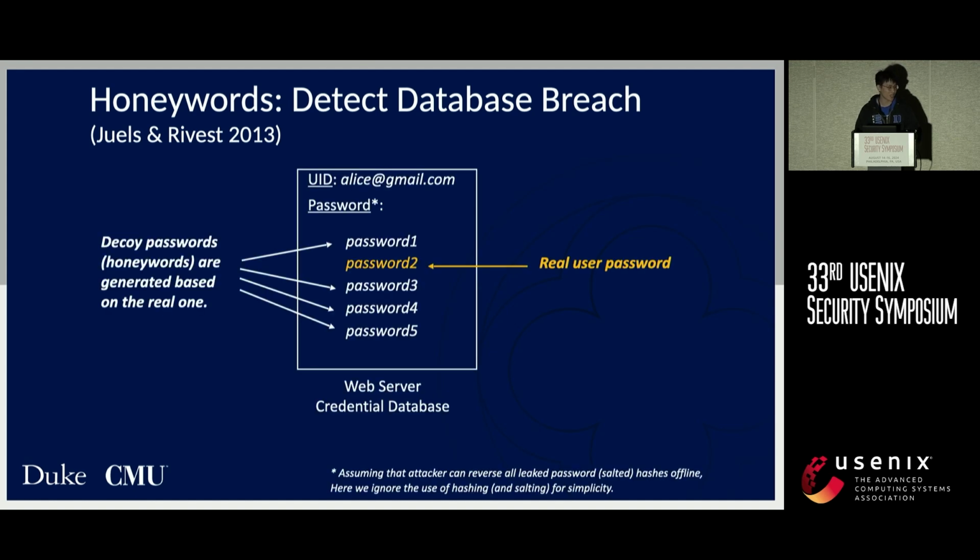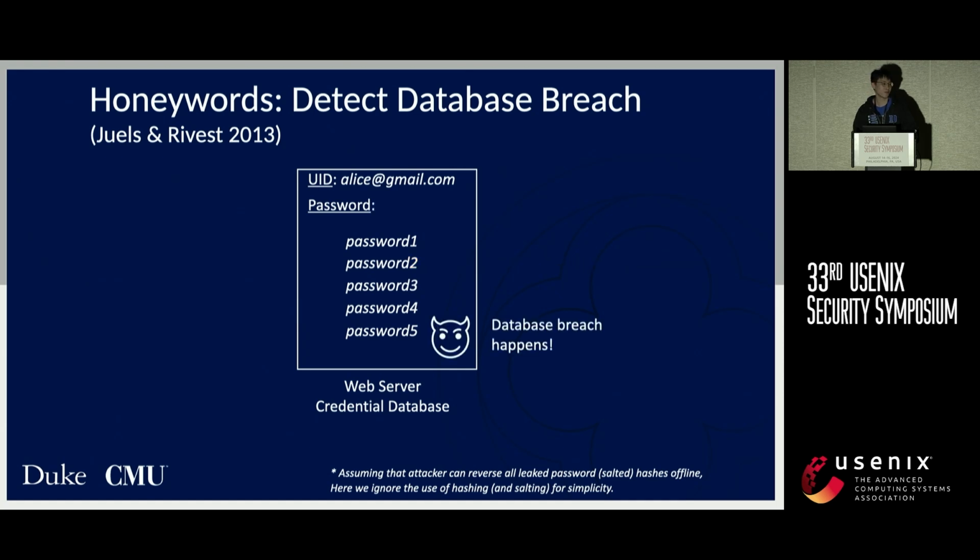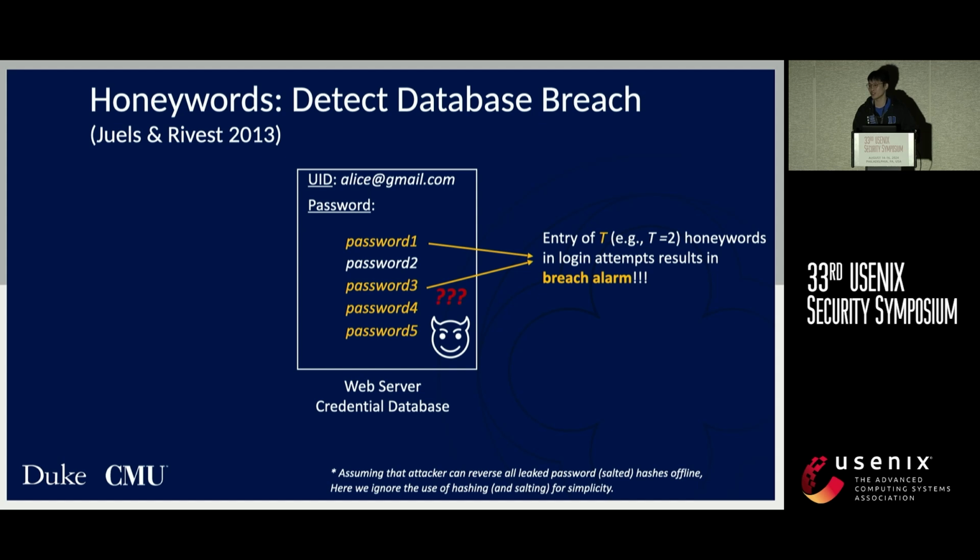Honeywords are decoy passwords added to the database, such that each account in the database has one real password and several Honeywords. If the database is breached, the attacker can access the passwords in the database by reversing their hashes. He does not know which one is the real user password. He might try some of them to log in to the system. If he tries T Honeywords per account, for example, T equal to 2, this will raise the system breach alarm.